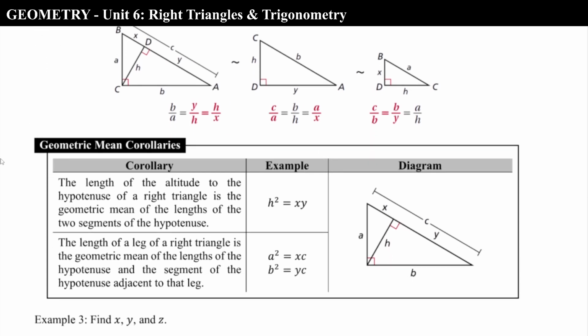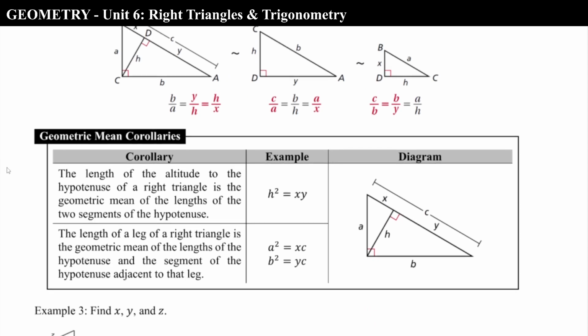We end up getting a couple of corollaries out of this, where we find that our altitude h, standing for height here because a is already used, h squared is equal to x times y. So if you know these two lengths from our similar triangles, then you can find h by taking the geometric mean. Similarly, you can do a squared equals x times c. So a squared is x times c. B squared is y times c.